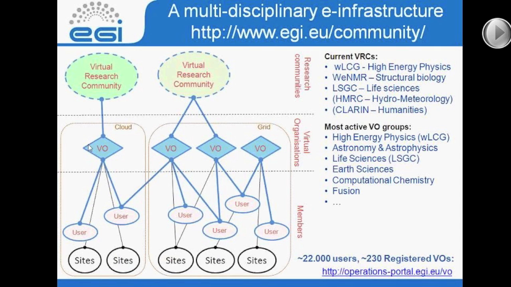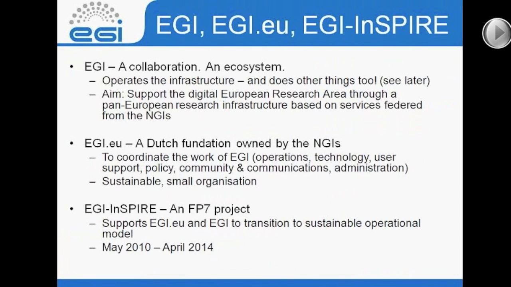And here you can see that there are actually two types of VOs. There are cloud-based VOs and there are grid-based VOs. I will talk about that later, but here the only important information is that a virtual organization provides computing and data capacities for a set of users. On the right side of the slide, you can see what are the current virtual research communities that exist in EGI and what are the most active VO groups. Activity here is defined by the amount of CPU hours that these virtual organizations use from the grid infrastructure or cloud infrastructure.